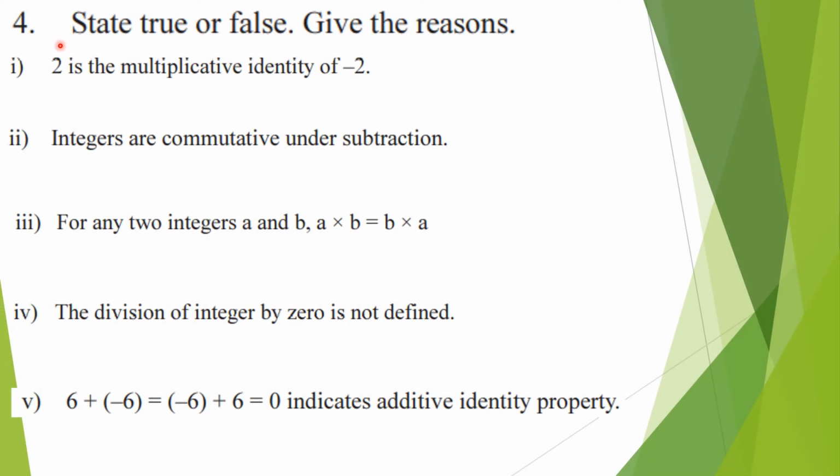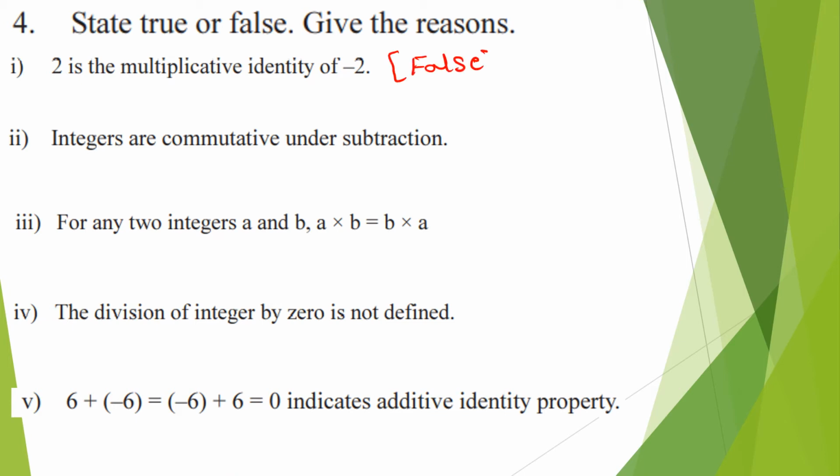Question number 4. State true or false. Give the reasons. The first one: 2 is the multiplicative identity of -2. Is this true or false? Yes, it is false, right? So give the reason also there.